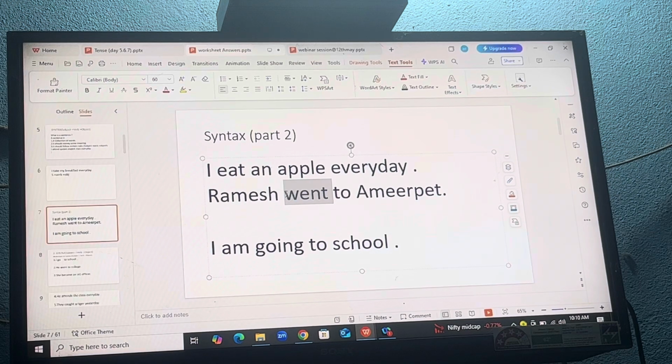Okay, so what is the importance? If you don't use the verb, the meaning may change. It may become one place to another place. Hope you got it. So always remember that you have to use the verb.